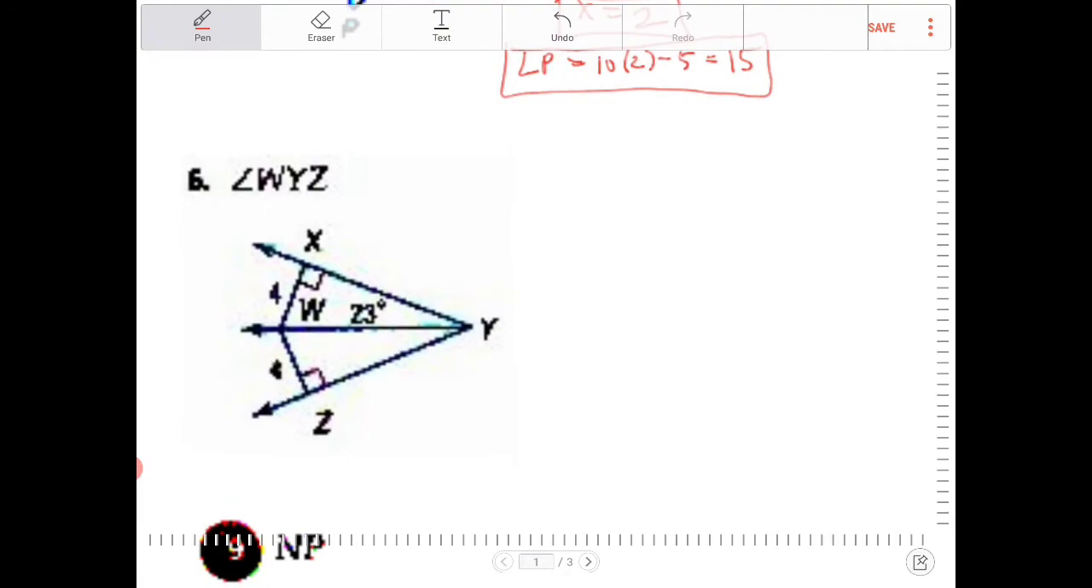This is again another angle bisector. Since the distance from this point here to the sides that form the angle is 4 on either side, this is an angle bisector, so therefore this must be 23 degrees.